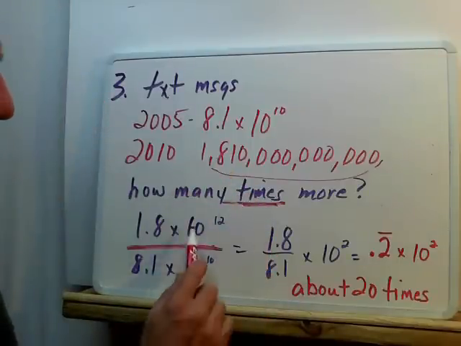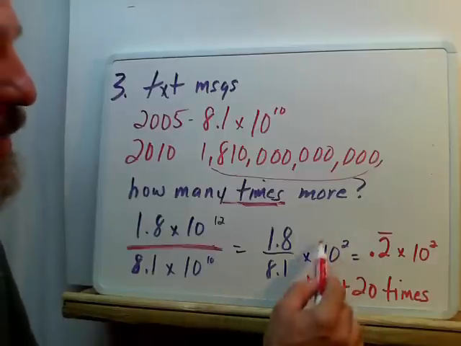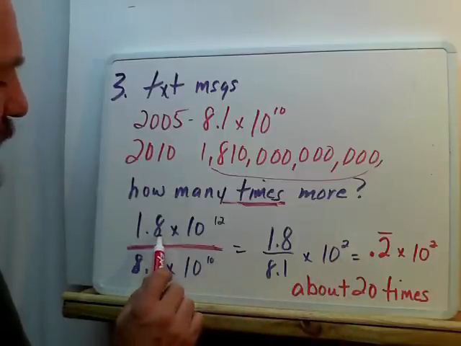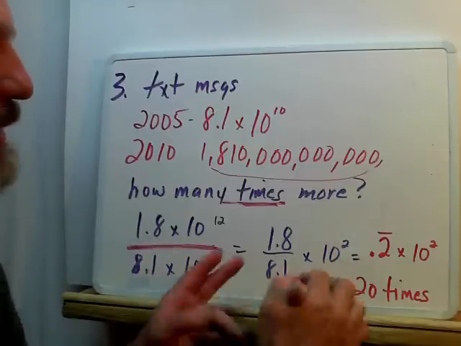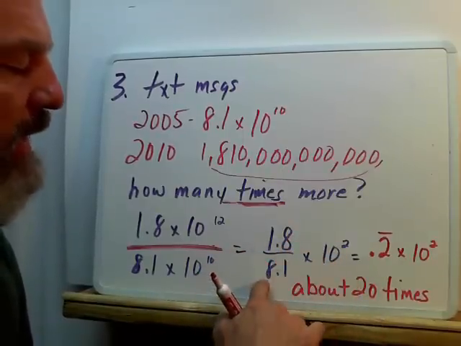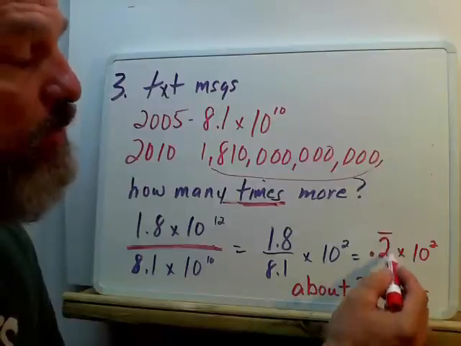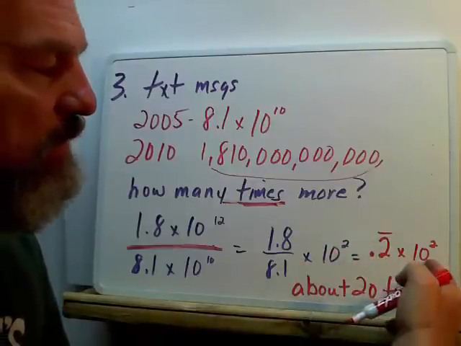So we have two things. We have 10 to the 12th divided by 10 to the 10th, which is 10 squared. That's the easy part. And then we have 1.81 divided by 8.1. So I broke it into the two pieces here. We have 1.81 divided by 8.1. Put that in a calculator, you get 0.2 repeating, and that's times 10 squared.